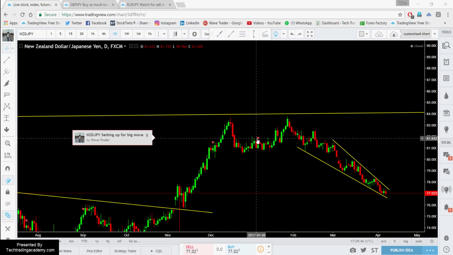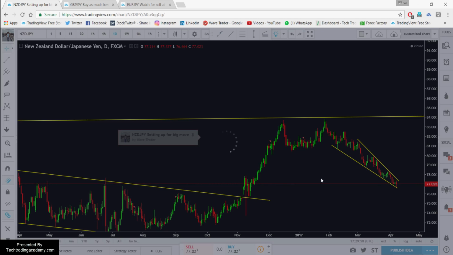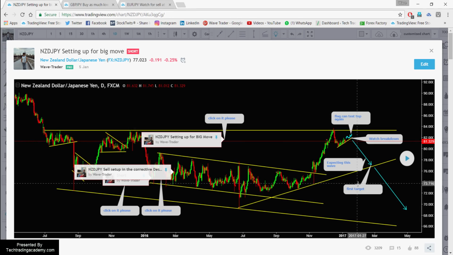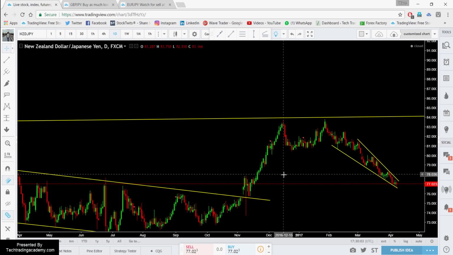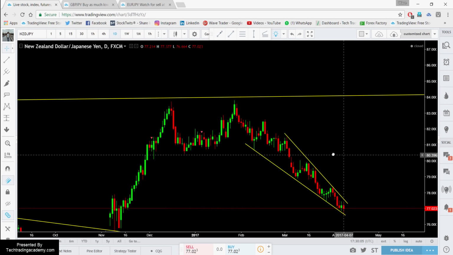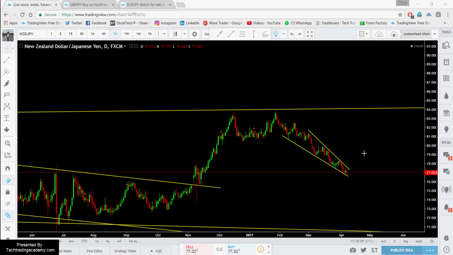You can see over there it is setting up for the big move. That was the big move, the big wave. Now, how are we going to deal with that at the current price? We can see the bearish move is dying.